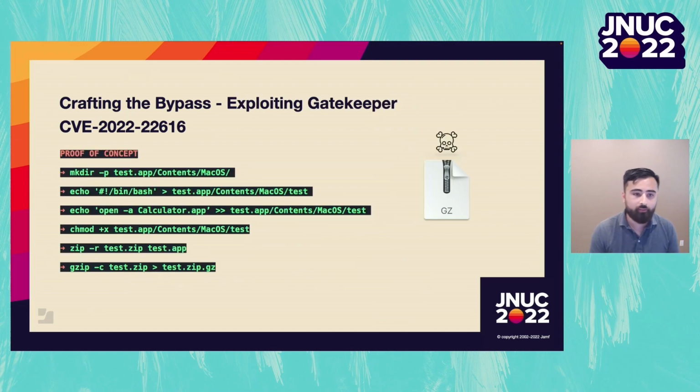Again, this is a proof of concept for the commands you can execute to exploit Gatekeeper for the gzip. So we can see we simply create the application, in this case running a shell script, give it execute permissions, and use the zip and gzip commands to create the archive accordingly.